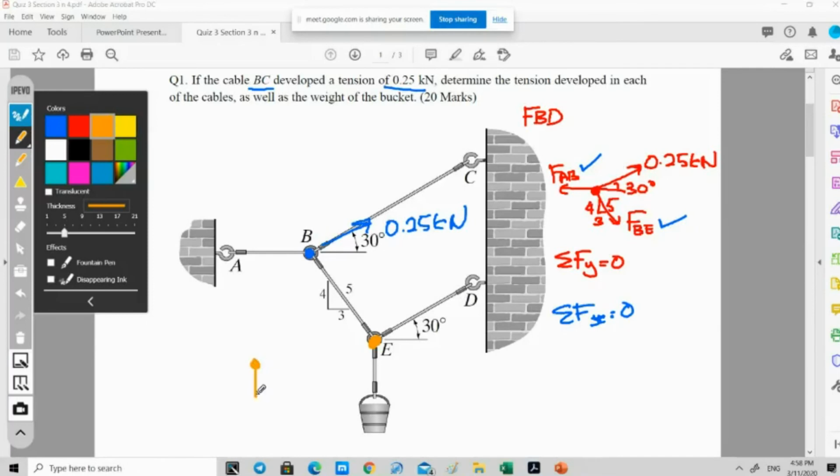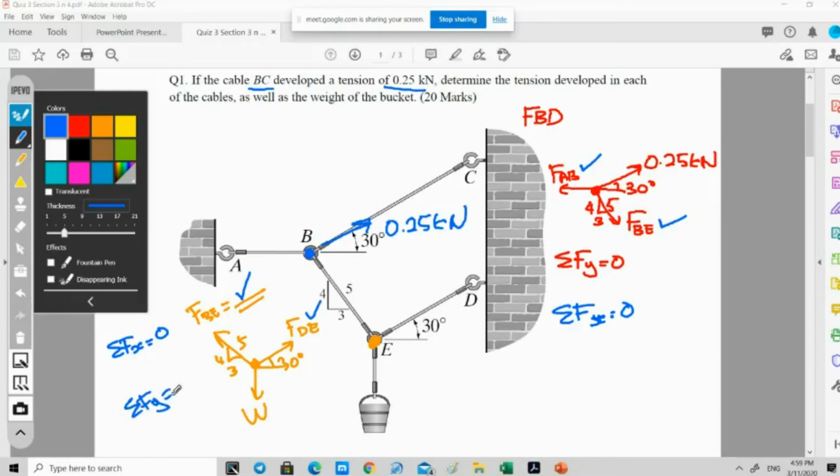If you draw that, we have this one, let's say the weight, this one FDE, and this one which is FBE. But of course, if you do this first, this one already has the value. You have to put the value because it is already known. And then this is 3, 4, 5, and this is 30 degrees. From here, because FBE is already known, you can do summation of Fx equal to 0, then solve for FDE, and then do summation of Fy equal to 0 and solve for W. So in the end, you have all the unknowns solved, right?